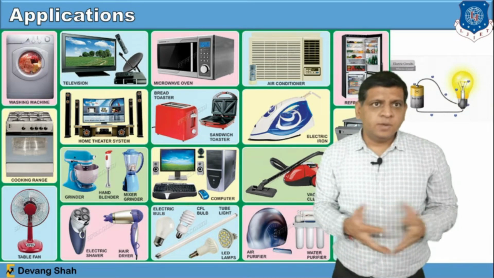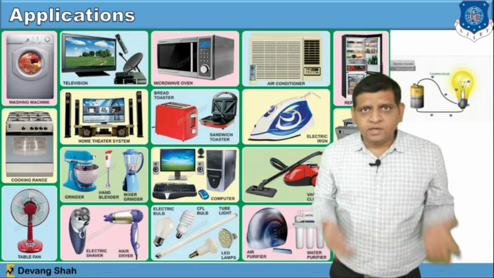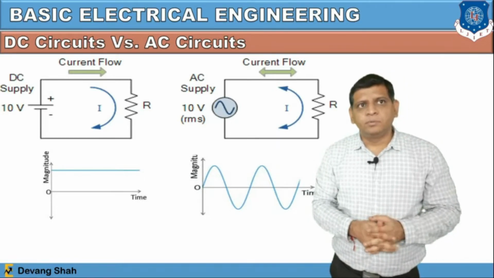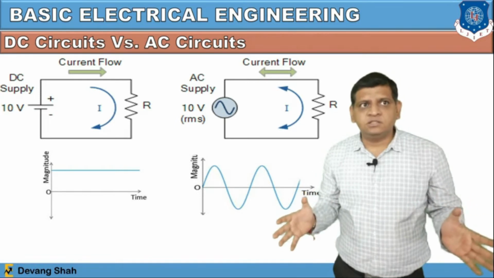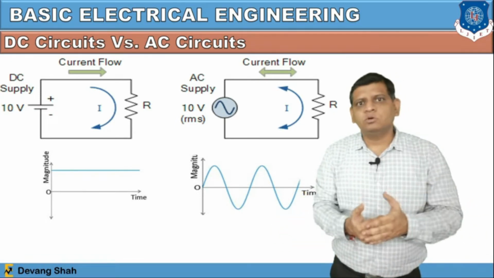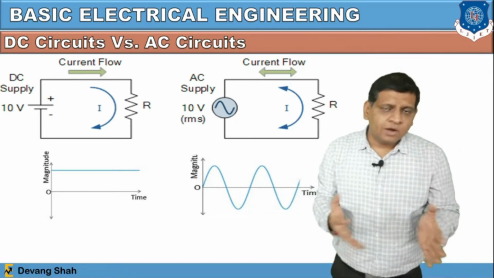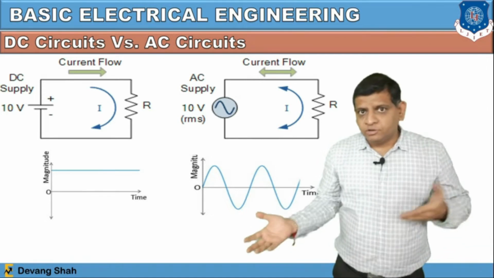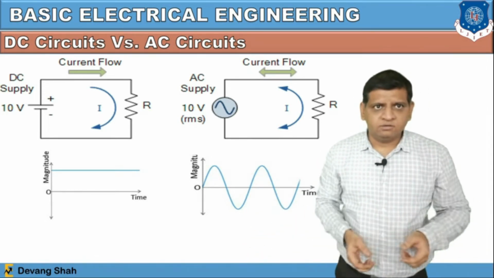Here the basic terms are resistance, inductor and capacitor. Broadly speaking, we divide this basic electrical engineering into two parts. One is called DC circuits and another is called AC circuits. In a DC circuit, you apply the DC voltage where the direction of current is unidirectional. In the same way, in an AC circuit, the direction of current is bidirectional, right?